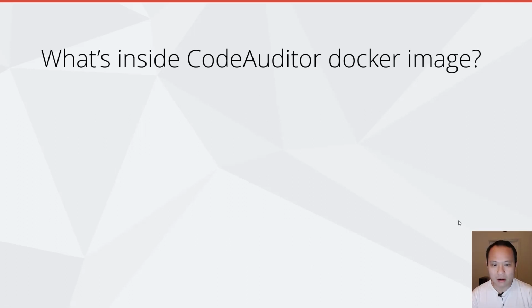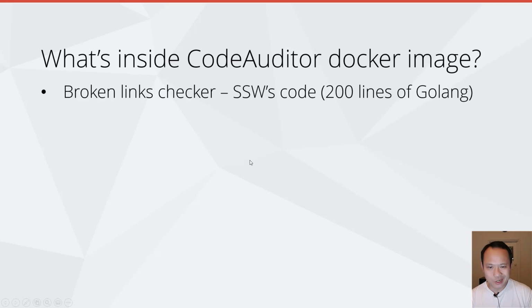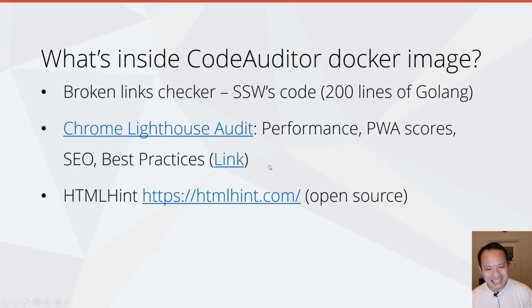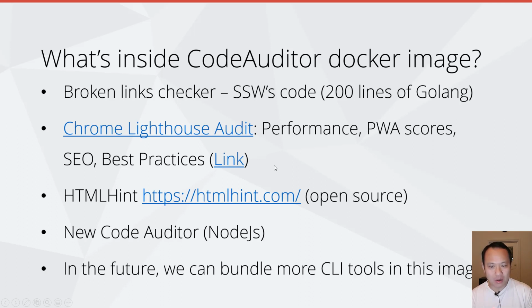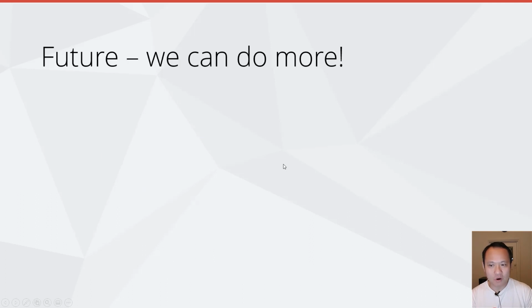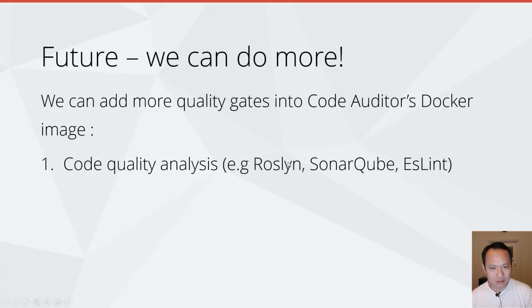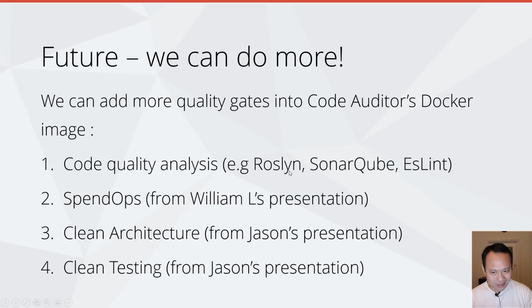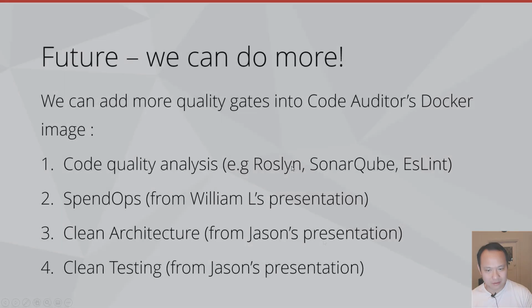So what is currently inside this Docker image? We have the broken link check, Chrome Lighthouse, HTMLHint, and the new CodeAuditor. In the future, we can also bundle more CLI tools in this image. For example, we can also include Roslyn lint, SonarQube, or ESLint. We can also include SpecOps from William, and Clean Architecture and Clean Testing from Jason.